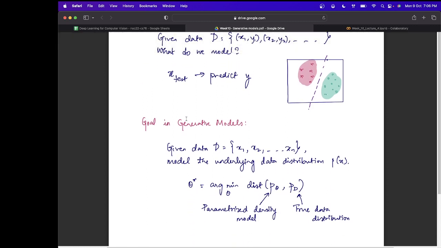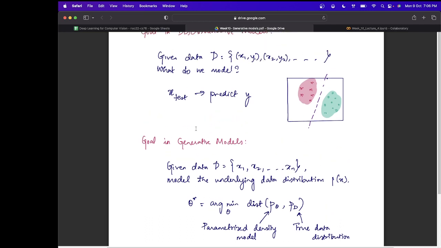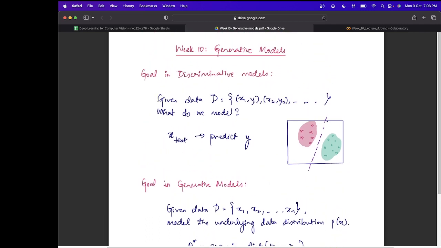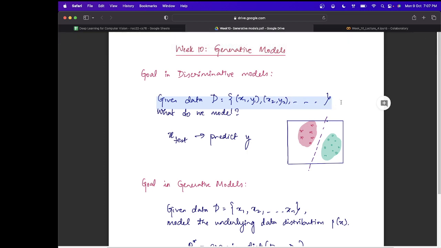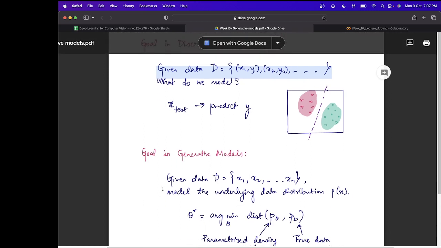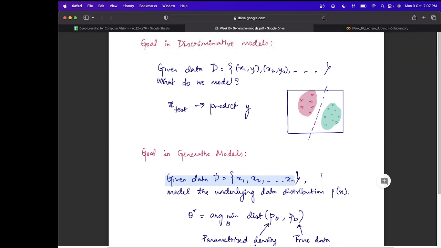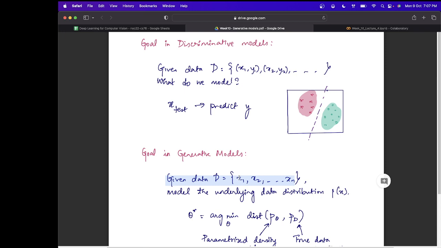Cool. So now what about generative? How are they different in generative modeling? Notice that we have defined it here. In discriminative, we have the x's and the y's together: x1, y1, x2, y2, and so on. In generative models, it's a little bit different. Your given data is just x1, x2, up to xn, right? There's no concept of y's, which is what makes it unsupervised.